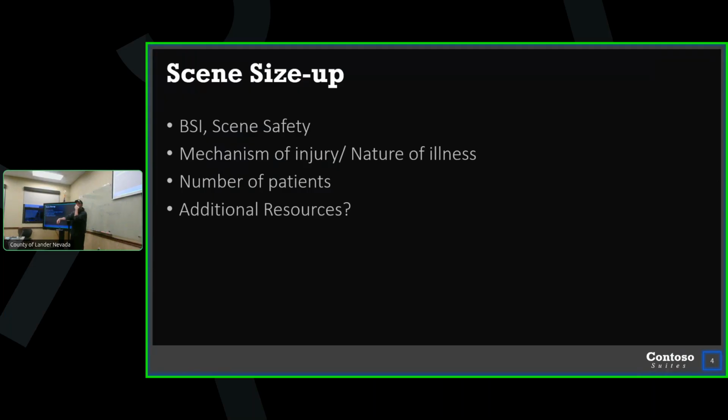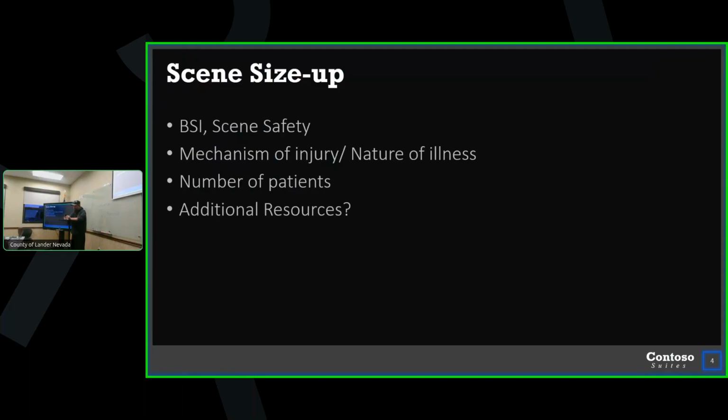So scene safety is something we're always checking. That also includes, whenever you pull up to something like a gas leak, you need to stage your ambulance a good little bit away. Next is our mechanism of injury, our nature of illness. So is it a medical call? Is it a trauma call? Is it a medical and trauma call? Did someone start having a stroke so they wrecked their car? These are things that we all need to consider.